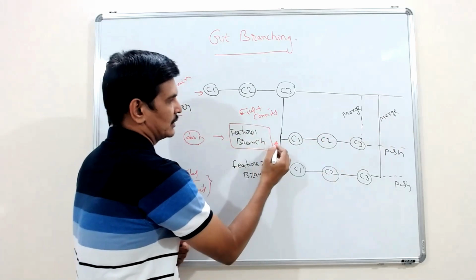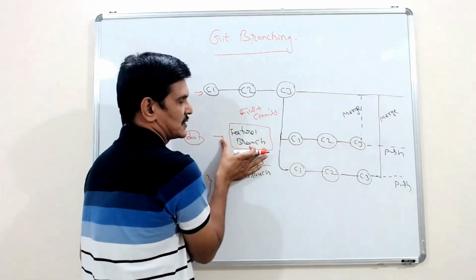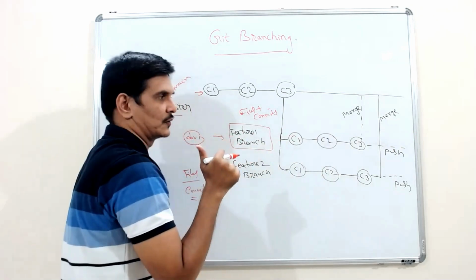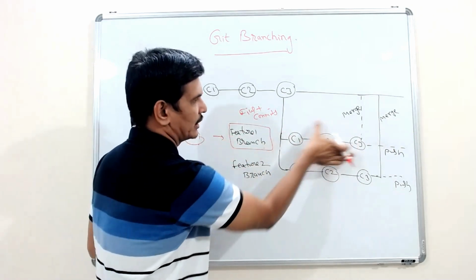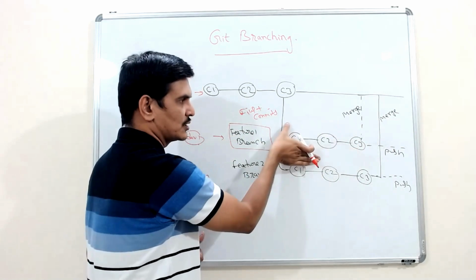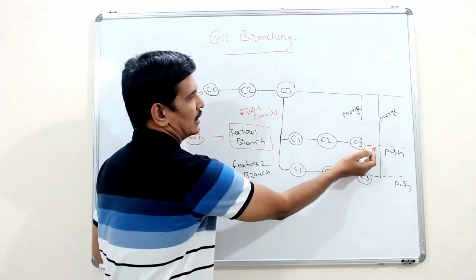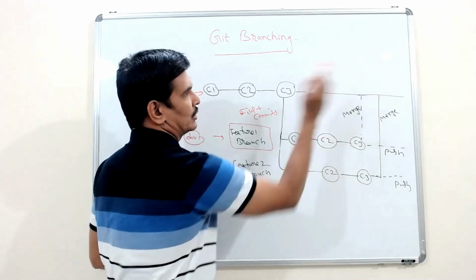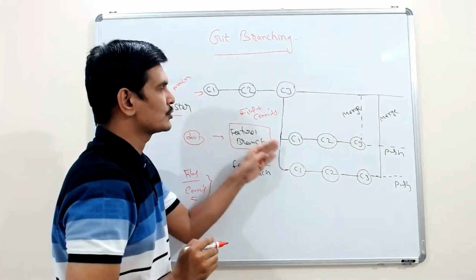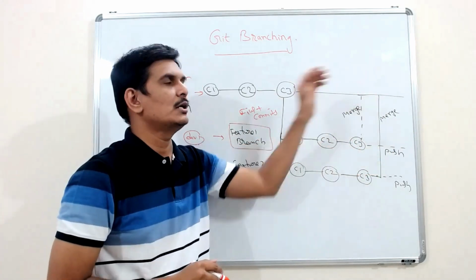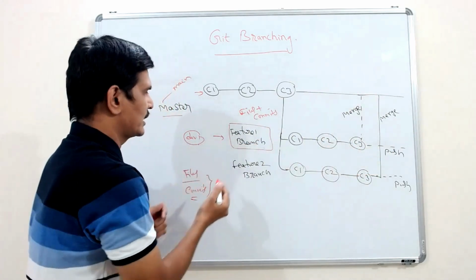Once the feature is implemented in this branch, finally he has two choices. Either he can push this feature to the remote repository, or he can merge that code into the main branch. He can push that code into the remote repository or merge the same code into the master branch. Similarly, there is one more feature.